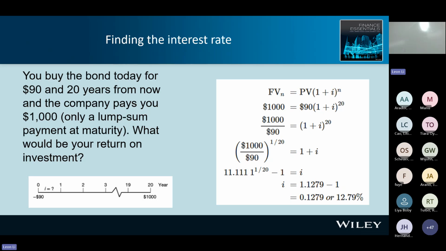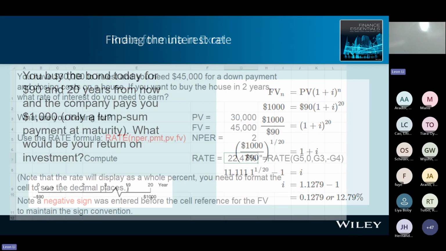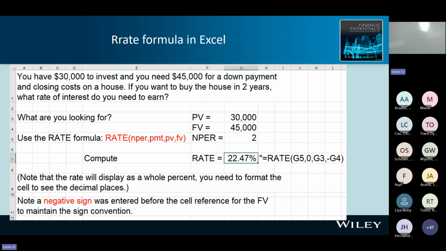We have 4 variables in the relation. Given 3 of the variables, I can find the fourth. This is what I remember, all right? So next slide, we give you the example for Excel. So this is our example.